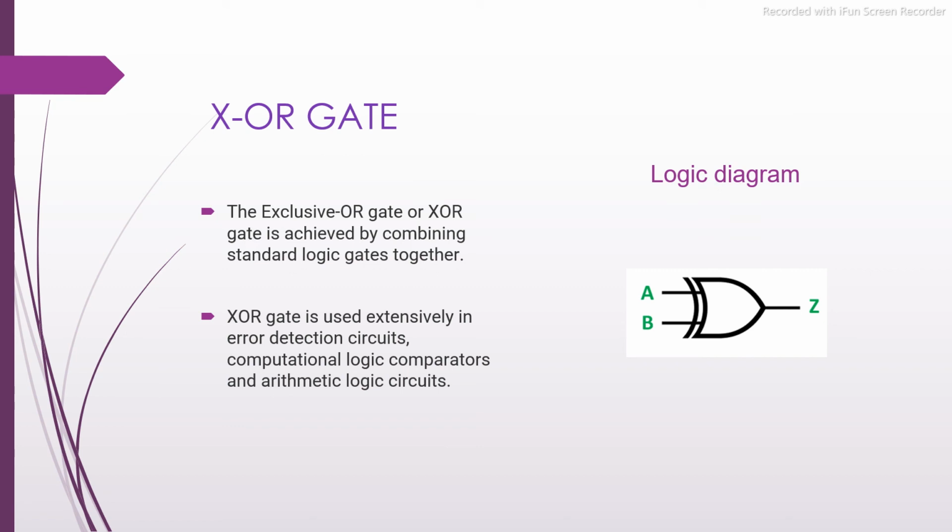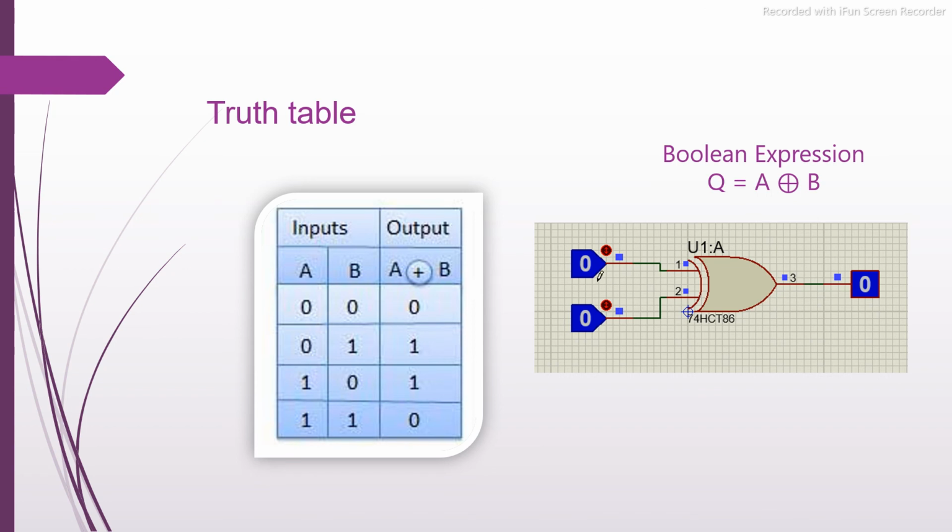XOR gate. The exclusive OR gate or XOR gate is achieved by combining the standard logic gates together. The XOR gate is used extensively in error detection circuits, etc. This is the logic diagram of an XOR gate. The truth table of an XOR gate has two inputs and one output. When both the inputs are 0 or 1, then the output is 0. The Boolean expression and the animation file for the XOR gate is attached here.